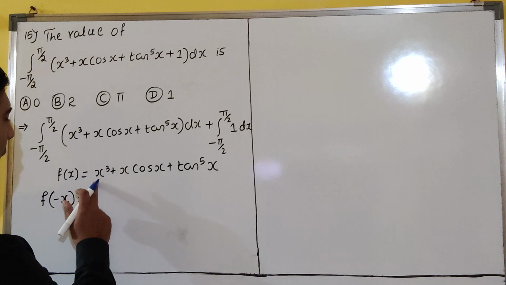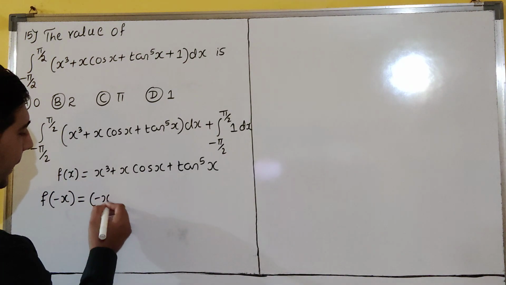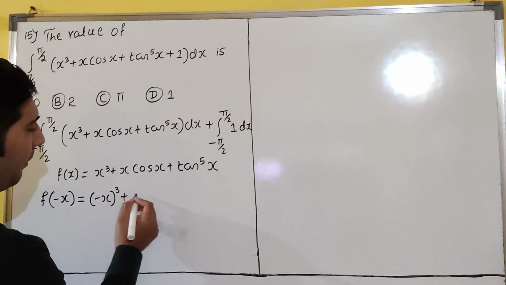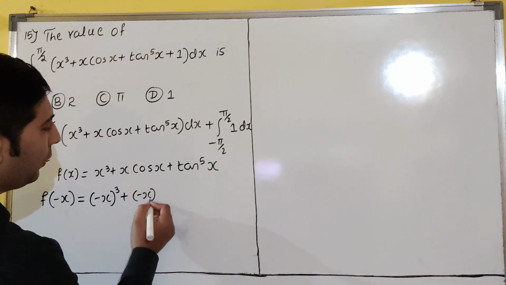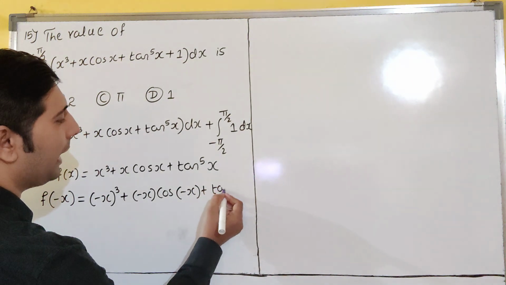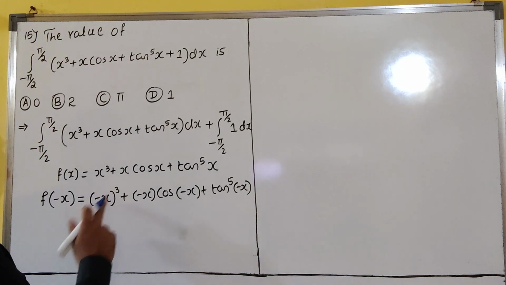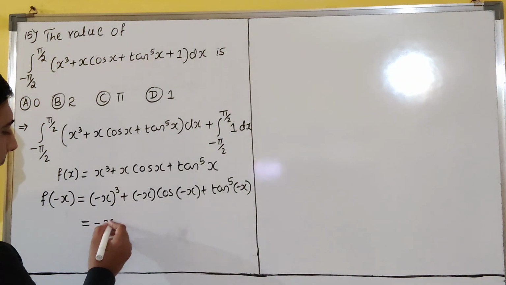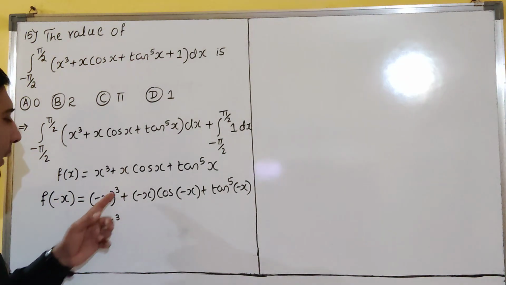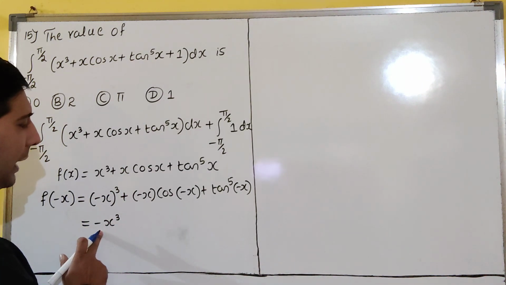So now see here. We will substitute here x by what? Minus x. Minus x cube plus minus x into cos of minus x plus tan raised to 5 of minus x. So now see here, minus x whole cube is what? Minus x cube only, because an odd power will give negative, dear students.